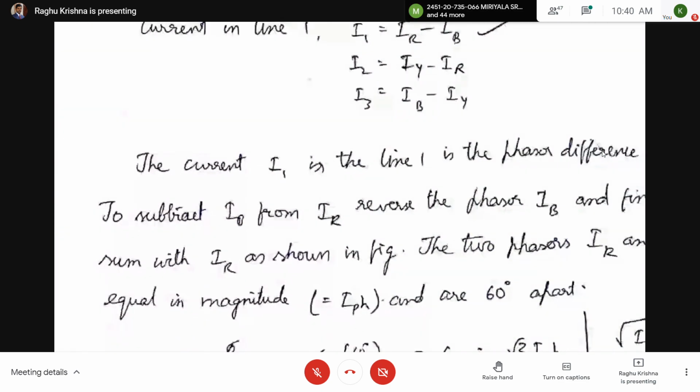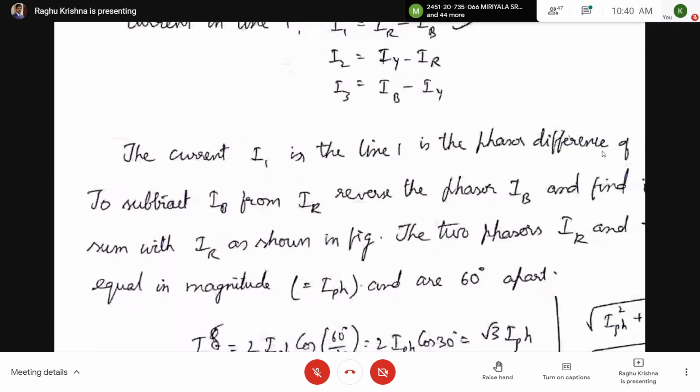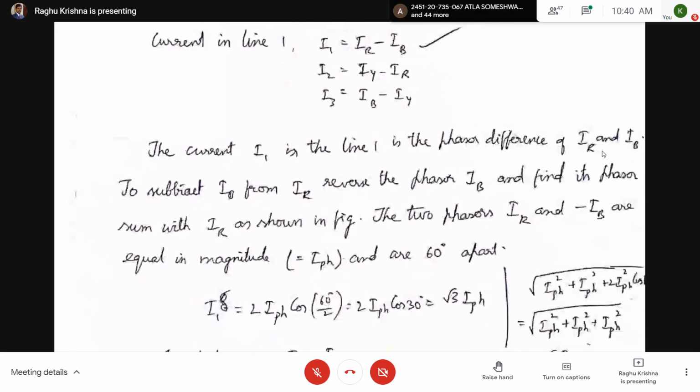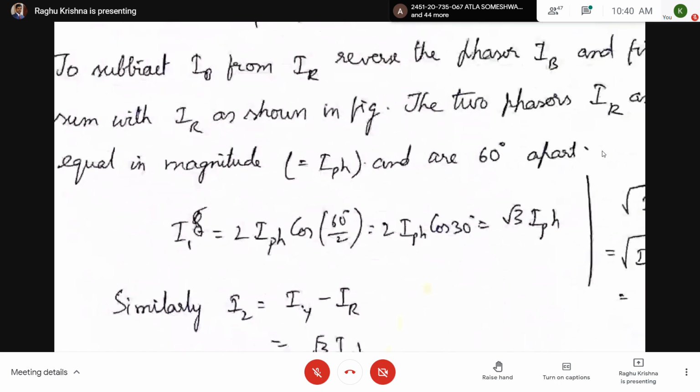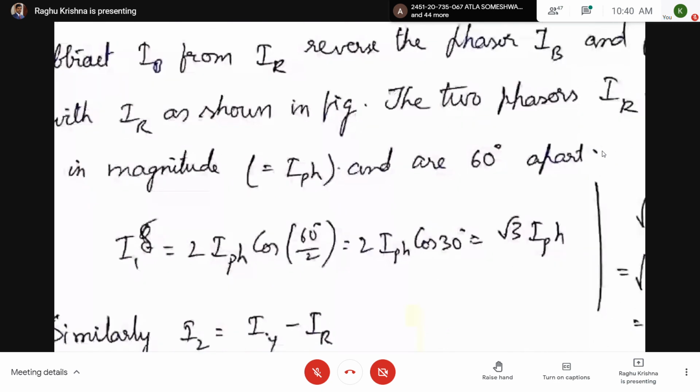You can go through this one. If I want the magnitude of I1, it is equal to 2 into I phase cos 60 by 2. Why cos 60 by 2? Because the angle between line current and phase current is 30 degrees. So 2 I phase cos 30 degrees, which is equal to root 3 I phase.